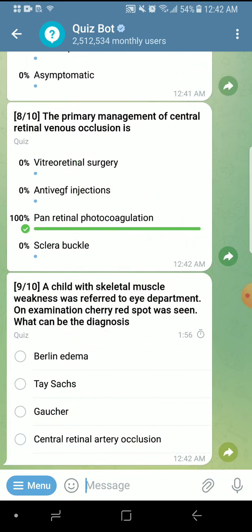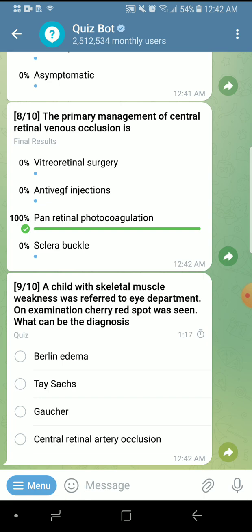Well, a child with skeletal muscle weakness is referred to the eye department with a cherry red spot. The differentials of cherry red spot: Niemann-Pick is there, Tay-Sachs is there, Gaucher is a controversy, don't take it, CRAO is there. But it's a pediatric question. So Berlin's edema and CRAO are not there. In Berlin's edema, there is a history of blunt trauma. In CRAO, I just told you there is an embolus history, maybe rheumatic heart disease, transient vision loss. So this is a pediatric question. Skeletal muscle weakness is seen in Tay-Sachs disease. Gaucher is a very rare cause of cherry red spot. We don't take it, biochemistry people don't take it. It's a controversy, so we also don't take it. Doesn't matter, but that does not have skeletal muscle weakness.